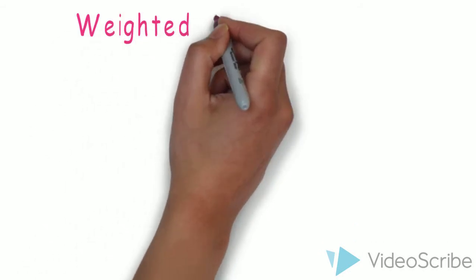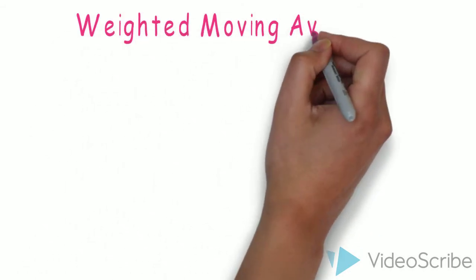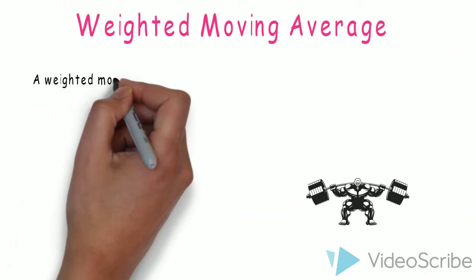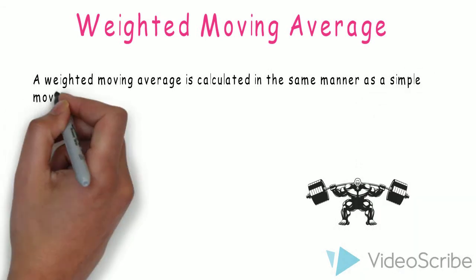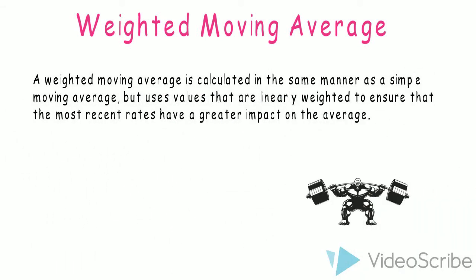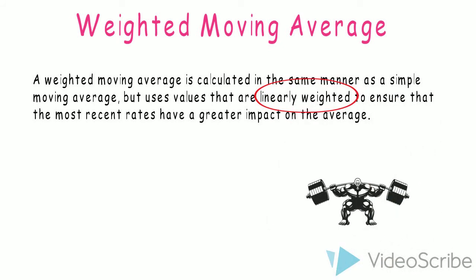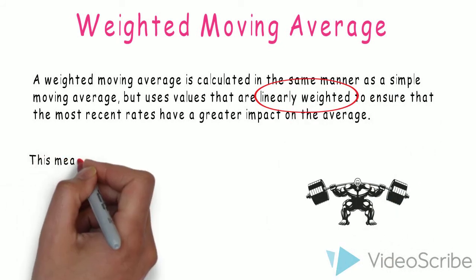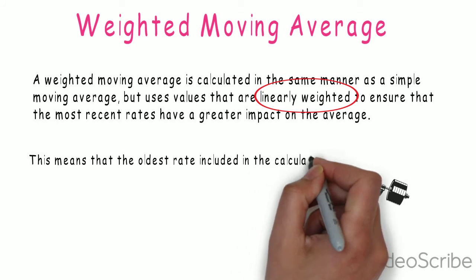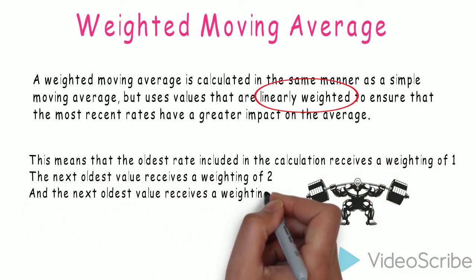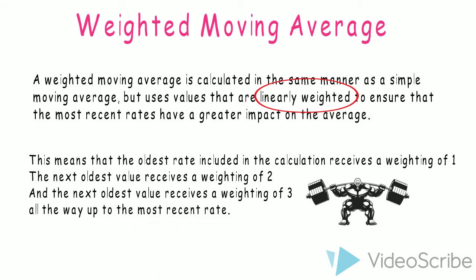Weighted moving average. Weighted moving average is calculated in the same manner as a simple moving average, but uses values that are linearly weighted to ensure that the most recent rates have a greater impact on the average. This means that the oldest rate included in the calculation receives a weighting of 1, the next oldest value receives a weighting of 2, and the next oldest value receives a weighting of 3, all the way up to the most recent rate.